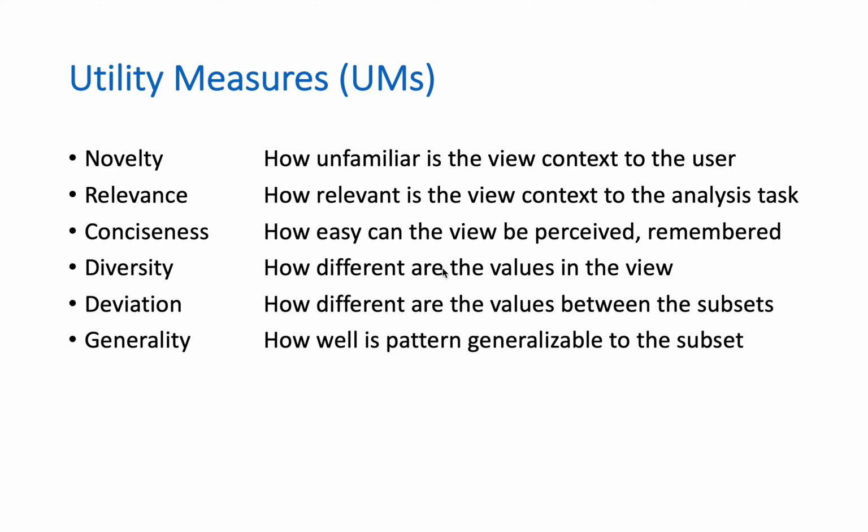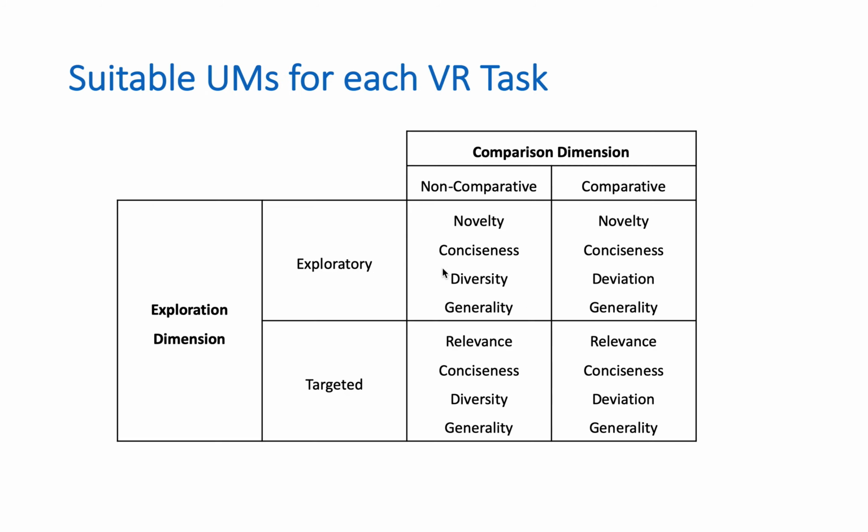Diversity measures how different the values in a view are. Deviation measures how different the values are between different subsets in a view. Generality measures how well the view can be generalized to the whole subset. So after identifying utility measures, we want to map those utility measures into our categories so that we can use specific measures for specific tasks in our user study.